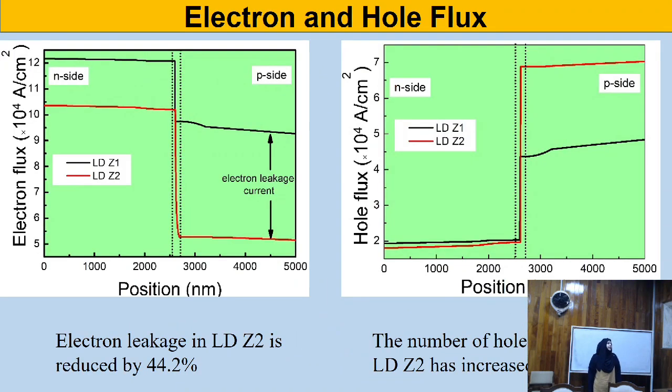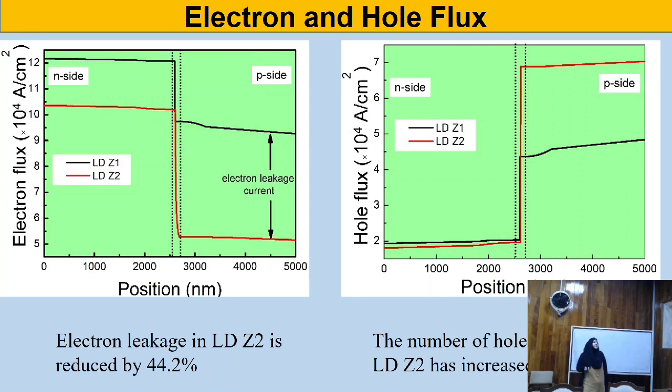Next we have the electron and hole flux. As we know, the electrons from the N side come into the active region, and holes from the P side come into the active region, and they recombine and emit light. So we have to maximize the electrons into the active region. The area in the dotted line is the active region. You can see the reference device, the black curve, has a high electron flux. This means fewer electrons are coming into the active region.